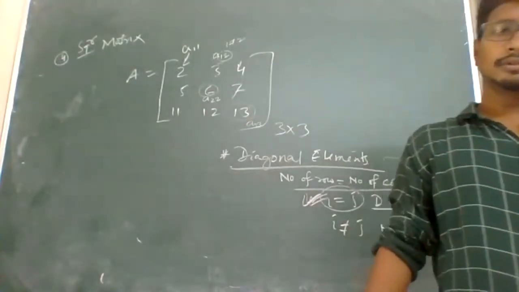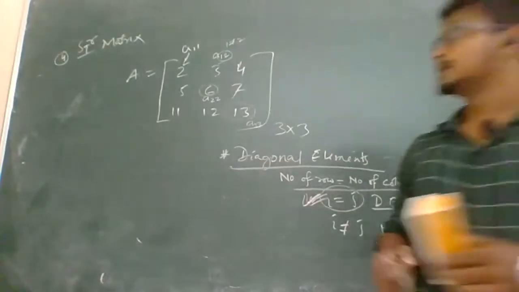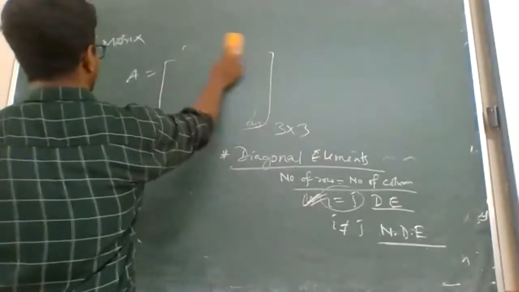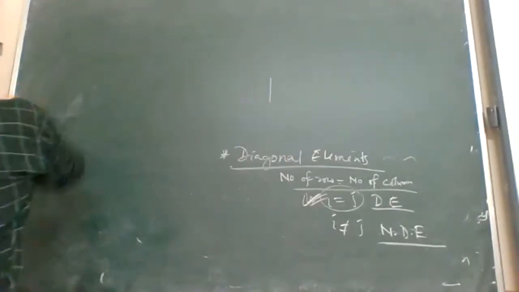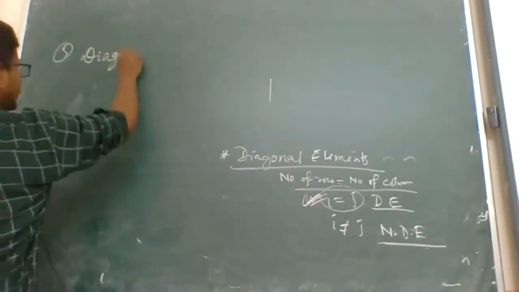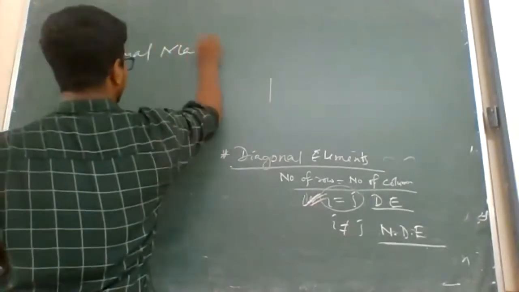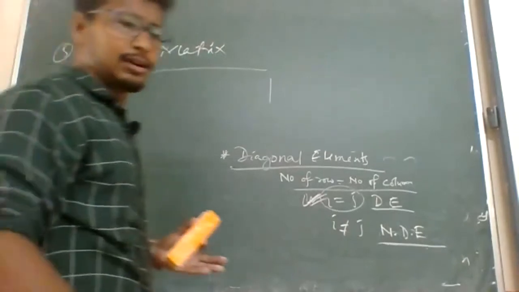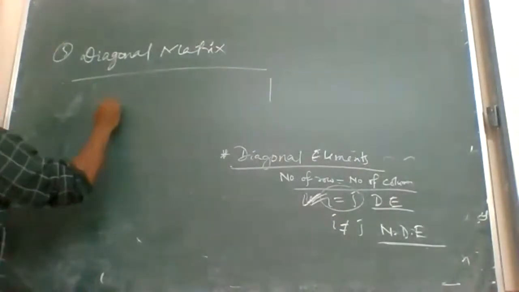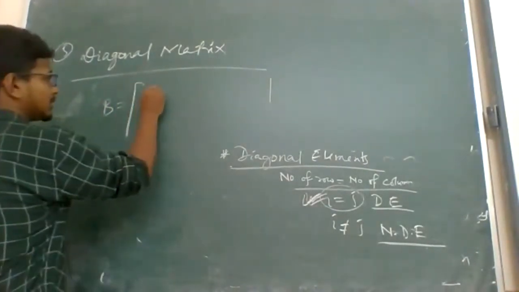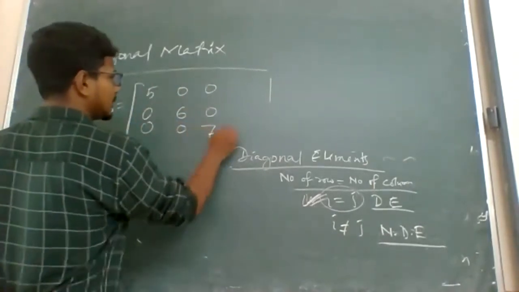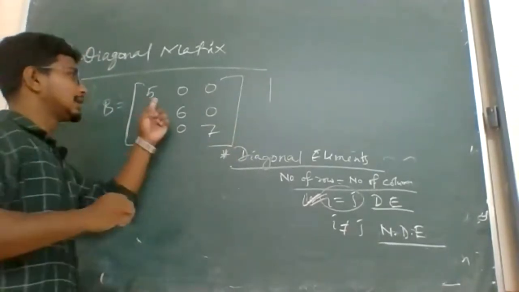Now you will learn the next type of matrix, the fifth matrix, that is our diagonal matrix. Actually, a diagonal matrix is a square matrix only. For the diagonal matrix I have written here the matrix B, where the elements are 5 0 0, 0 6 0, 0 0 7. You can see here the diagonal elements are there.